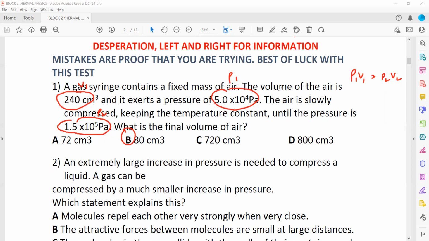And it is obvious that pressure is increased, like 5 exponent 4 changes to 1.5 exponent 5. So if the pressure increases, the volume should decrease. So it cannot be C or D, because in C and D the volume is increasing. So either it can be A or B. When you substitute the values for the pressure and the volume, you will find that the final volume is 80 cm cube, which is B.